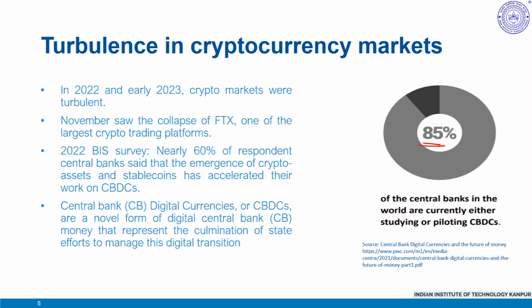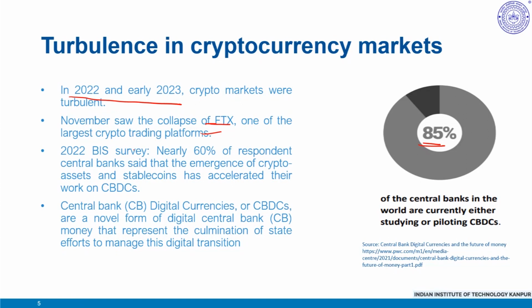In 2022 and early 23, crypto markets were very turbulent. In early May 2022, the crypto ecosystem was embroiled in trouble by the failure of various crypto asset providers, including TerraUSD, Terra's unbacked stablecoin, which was the third largest stablecoin at the time. As the turmoil continued, we saw the collapse of FTX, which was one of the largest crypto trading platforms.